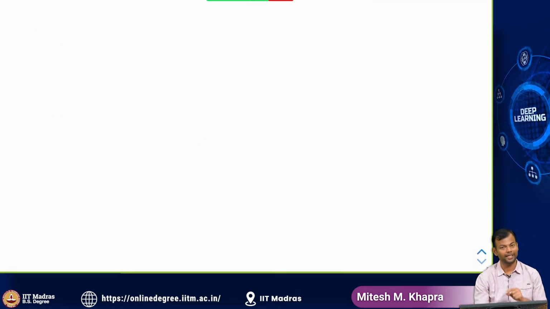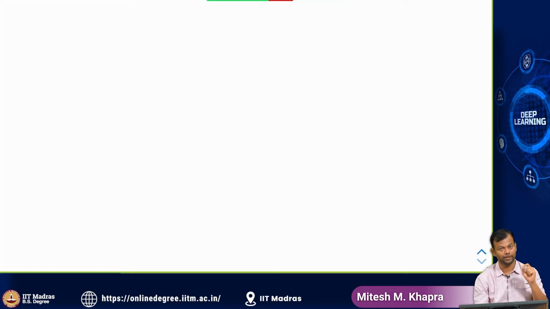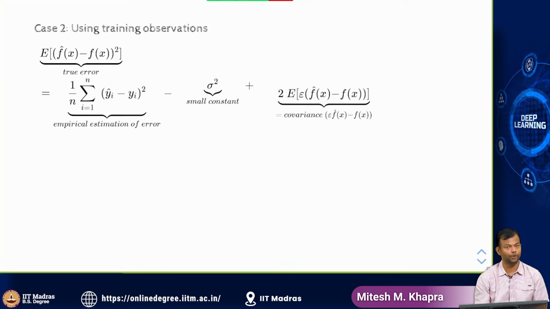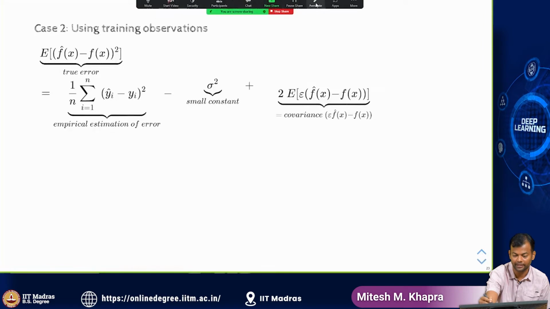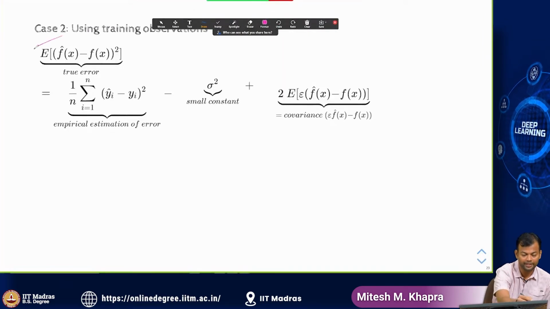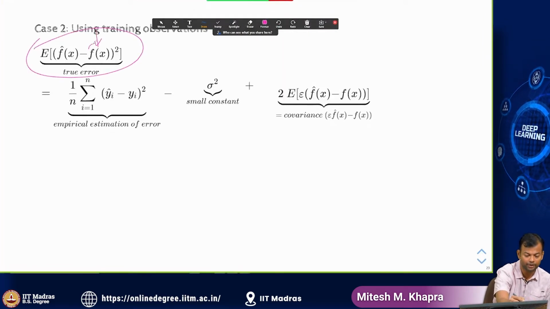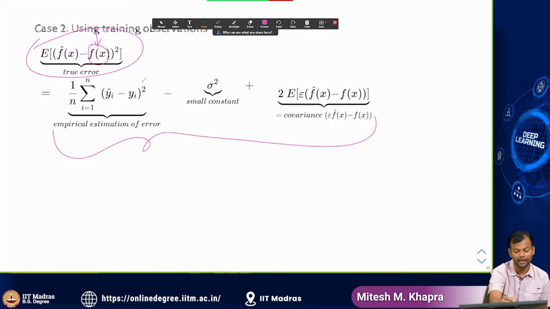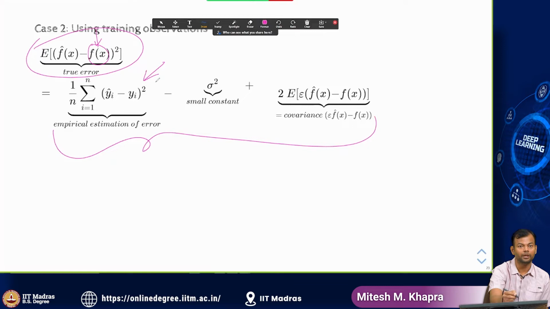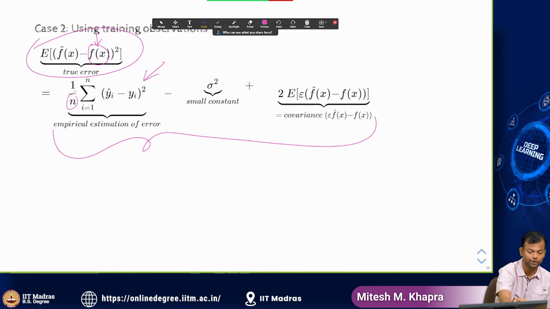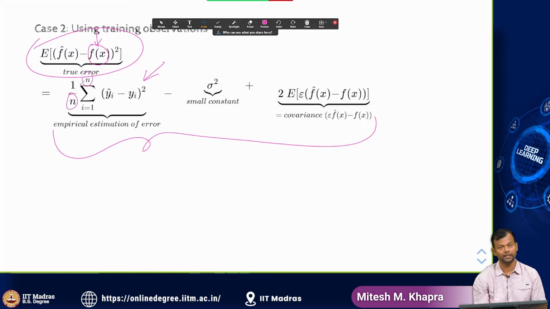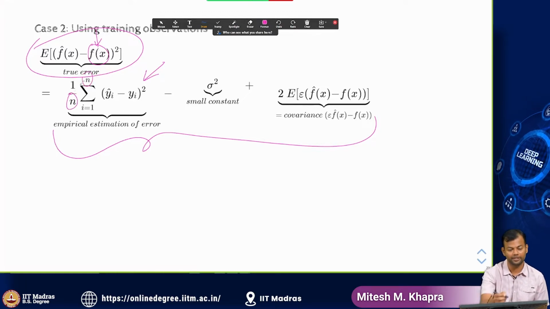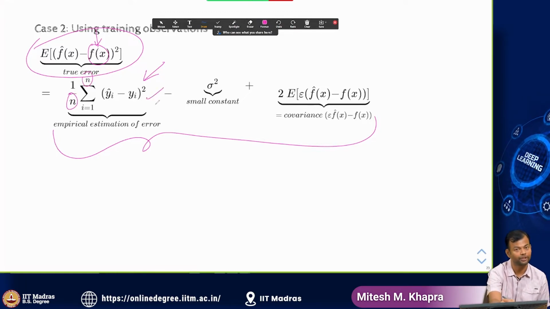Now we look at the case when we try to estimate that expectation from the training data. What do I mean by that? Again, making things clear, we are interested in this quantity, I cannot estimate it because of this f of x here. So I have expressed it as a sum of these 3 quantities, and now the first quantity, which was an expectation, I am going to empirically estimate using the training data, using the n training points. That is what I have put here. So this is the empirical estimation of the error from the training data.